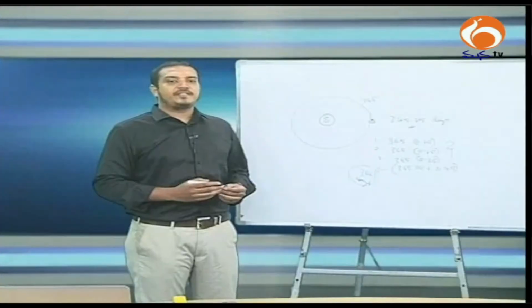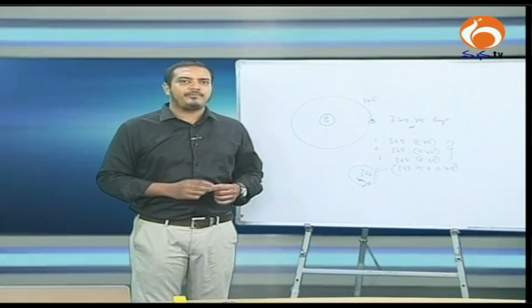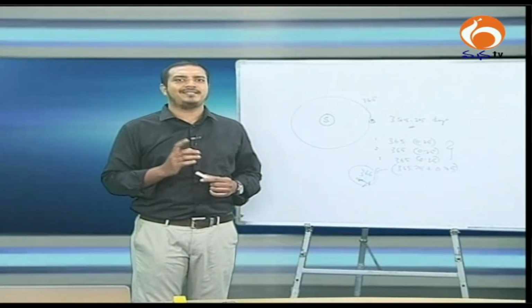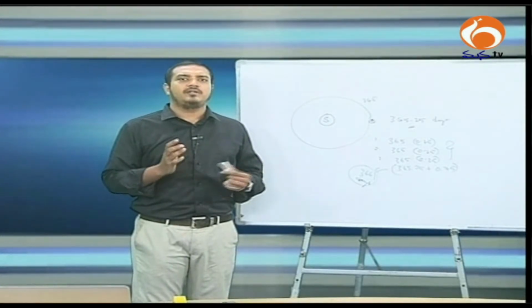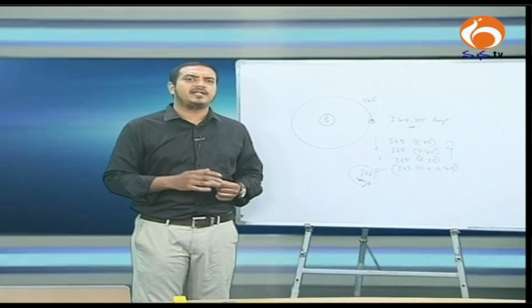Alright, if I ask you what a leap year means, we always come up with 3 points. First point, it has an extra day. Am I right? So a normal year consists of 365 days, but a leap year consists of 366 days.